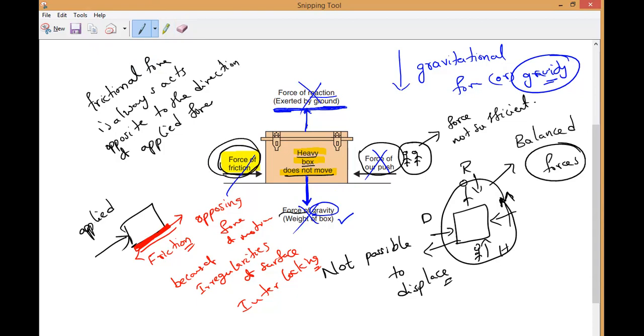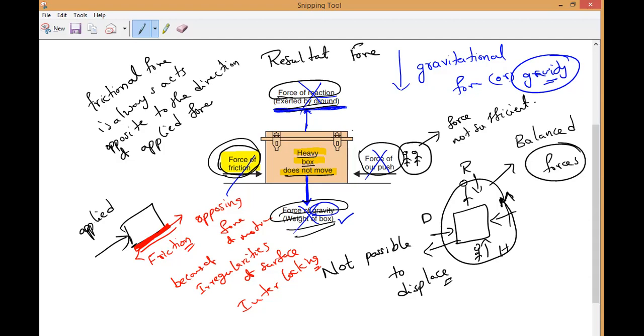In the same way, the force of gravity, which is the weight of the box, is opposite to the force of reaction exerted by the ground. Both are opposite. So if all four forces are equal and they are opposite to each other, what is the resultant force? The resultant force is zero.